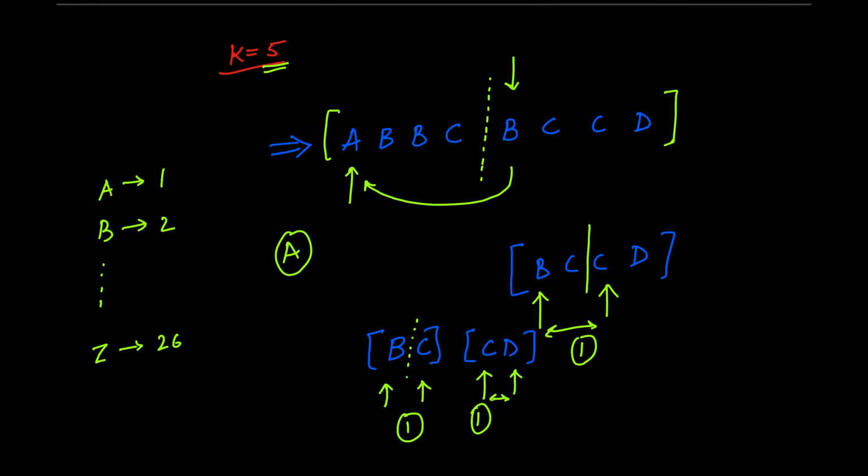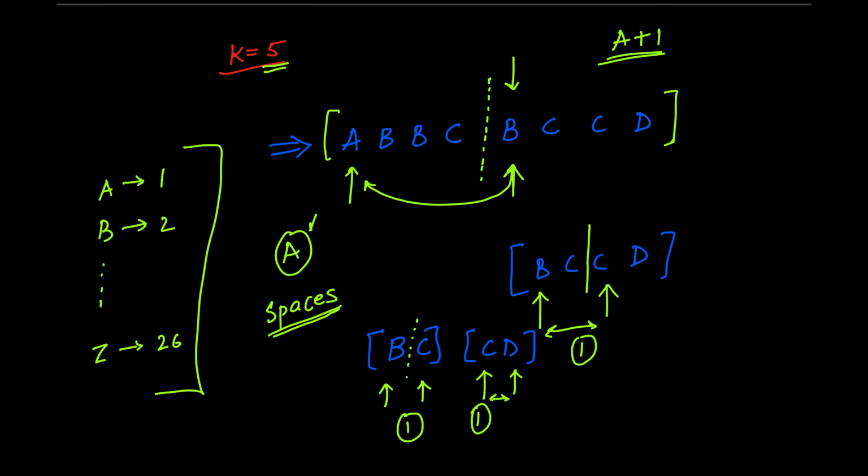Going by this example, as the value of k is 5, and if I break this entire string down into half, the 5 is the first element in the second half. So I know I need to add 1 to the value of A based on the English alphabet to get the value at kth position, that is fifth position.